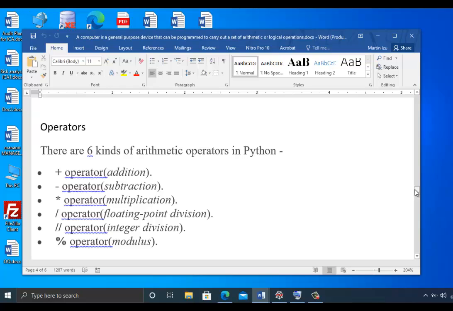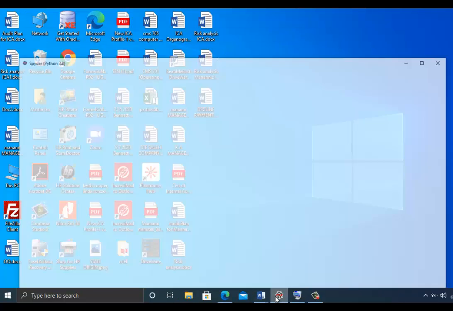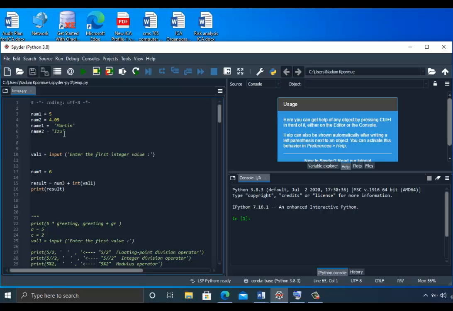Now, when we get to the multiplication and division operators, I'm going to explain a concept that the microprocessor uses to accomplish multiplication and also to accomplish division. However, let's look at the addition operator and the subtraction operator. Let's go to Spyder IDE here.